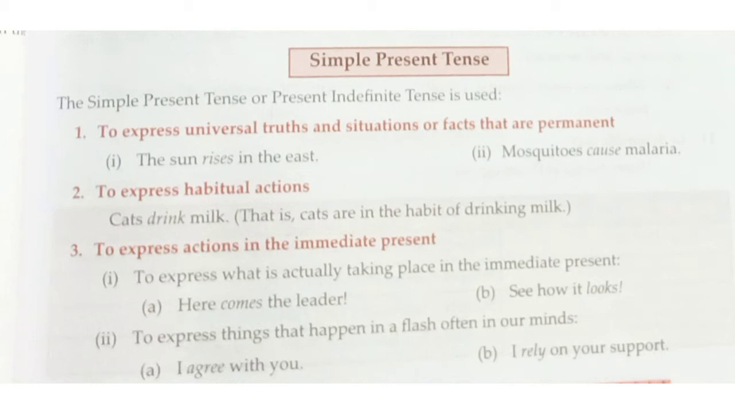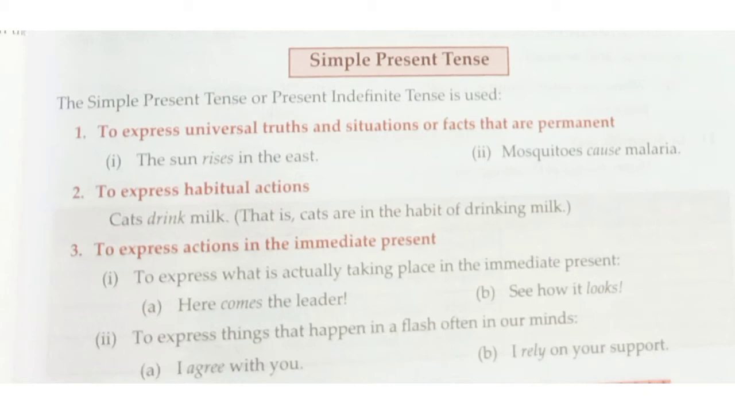Okay, now let's look at the third use. In the third use, we say it is used to express the actions in the immediate present. Immediate present means like instantaneous present. For example, to express what is actually taking place in the immediate present, like "Here comes the leader." Right at the moment of your speaking, if somebody is coming towards you, you can say "Here comes the leader." We can't say "Here is coming the leader."